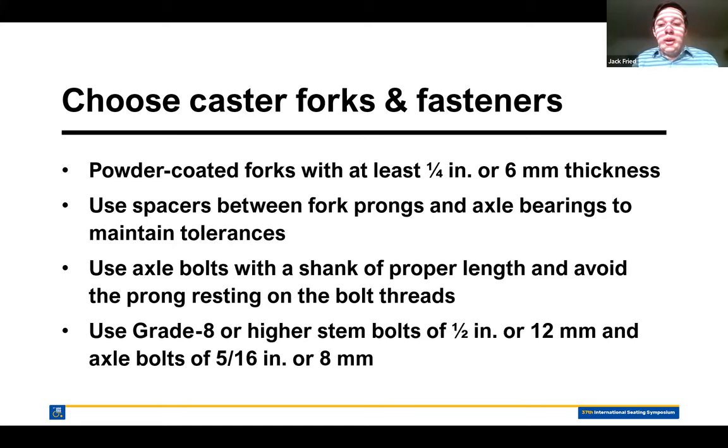Axle bolts should have a shank of proper length, avoiding the prong resting on the bolt threads, which could either thread the bolts or provide a higher load to those bolt threads that could cause them to fail. And we recommend using grade 8 or higher stem bolts of 1/2 inch or 12 millimeters and axle bolts of 5/16 inch or 8 millimeters.